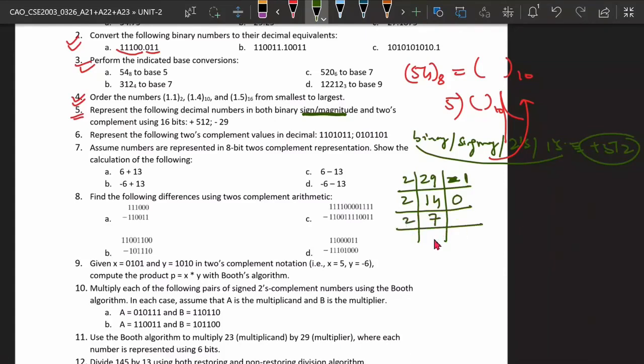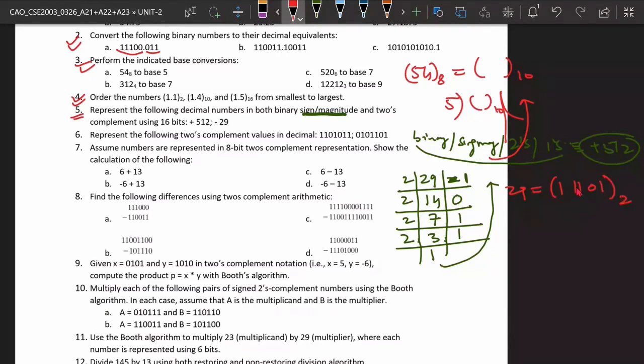So again, we will be dividing by 2. So the 3, the remainder will be 1. Again, we divide by 2. 2 times 1 is 2, and the remainder will be 1. So it is 1 now, and we can't divide by 2, so that will be the end. Now we will be reading from bottom to top. So we can represent 29 as 1 1 1 0 1. This is the binary equivalent.